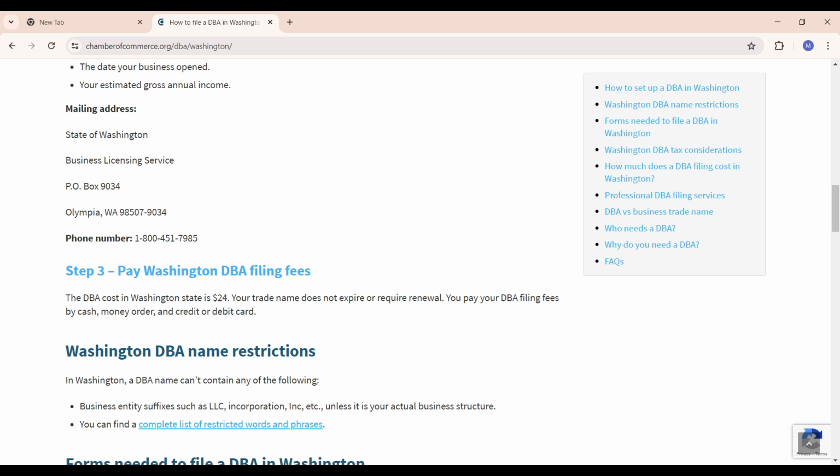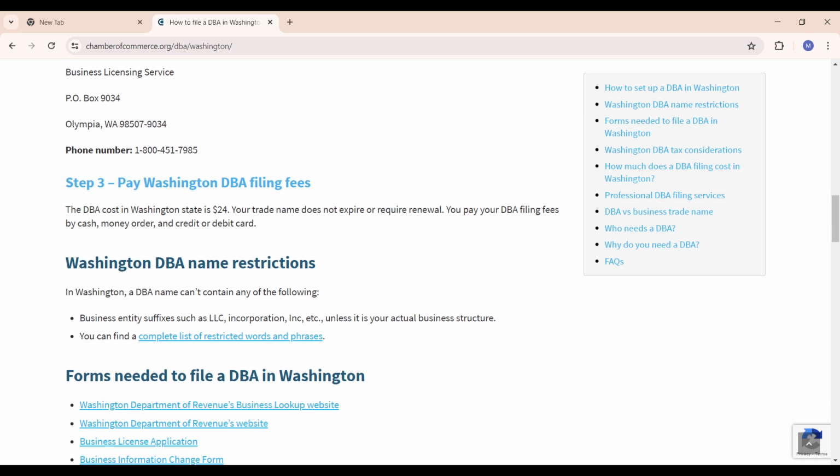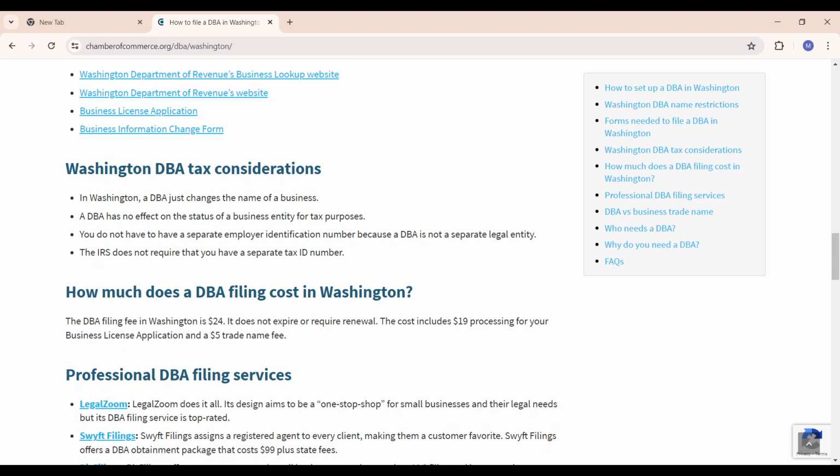Now there are certain restrictions when it comes to a Washington State DBA name, and one of them is that your name cannot include business entity suffixes such as LLC, incorporated, INC, etc., unless it is your actual business structure. So it doesn't work for those entity suffixes, except of course if it is part of your actual business structure. Of course, you can find the complete list of restricted words and phrases on their website, and you're good to go. All right, so that's basically it.